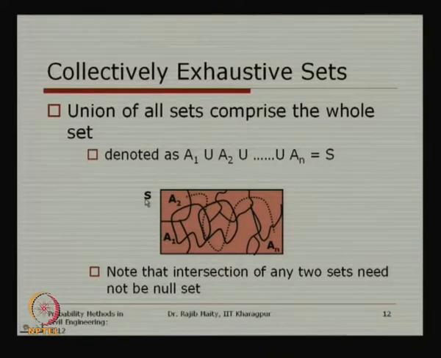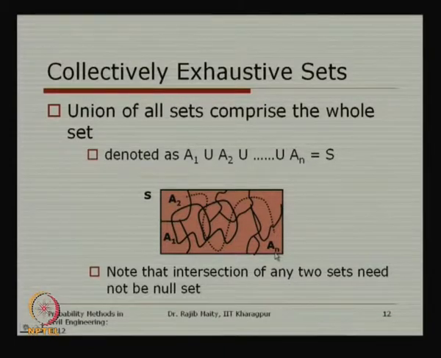Here one thing is important to note, that the intersection of any two sets need not be a null set. You can see that the intersection of A1 and A2 is null, but if I say this is another set, A3, there is some intersection. We are not considering the intersection here, we are just considering the union. If all these unions consist of the full set, then I can say that this is a collectively exhaustive set.